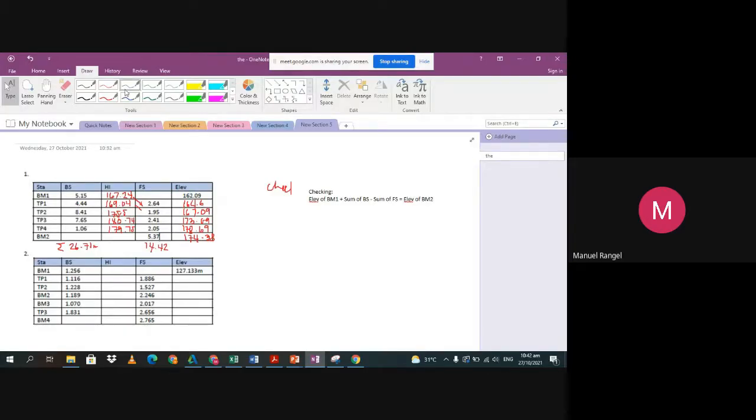Then based on the result of these two, the location of benchmark 1 is 162.09, it goes down. They go up: 164, 167, 173, it keeps going up. So here is BM1, then BM2.